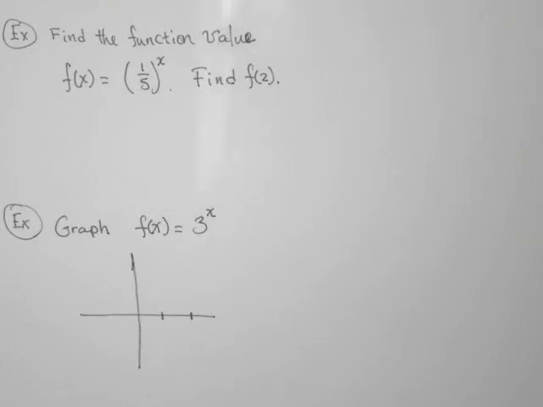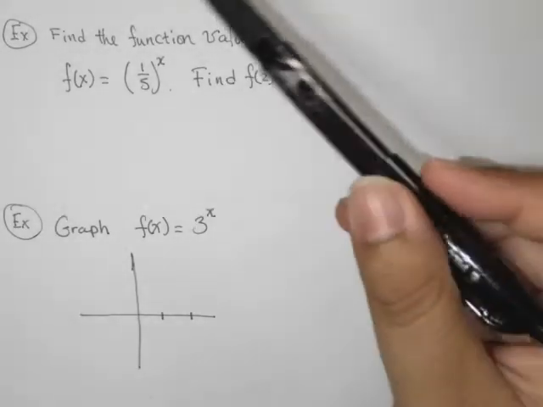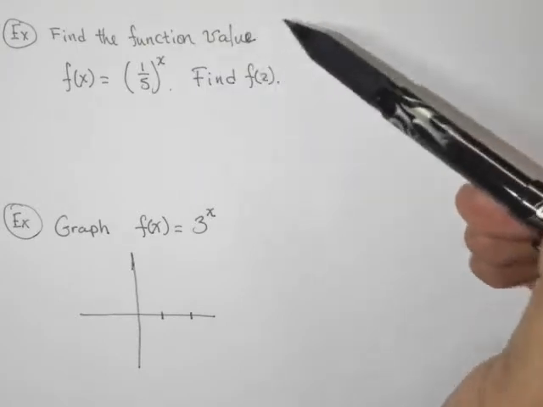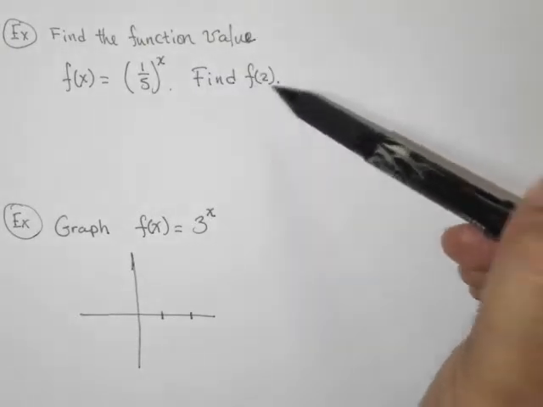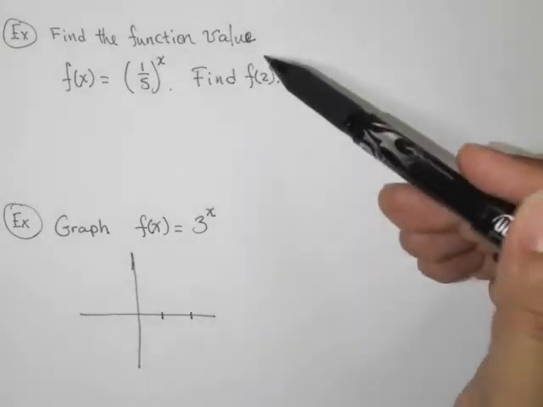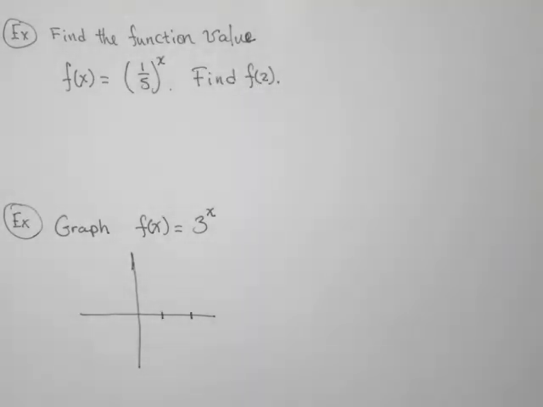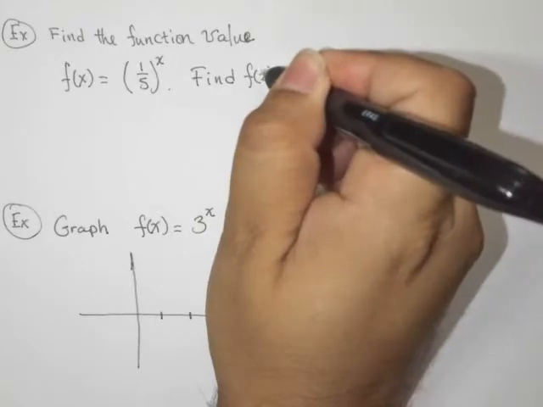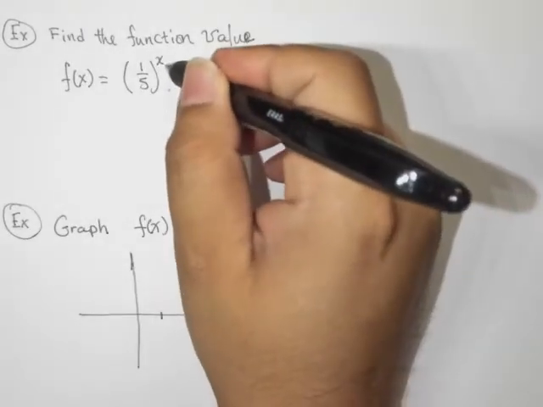In the following examples, we're taking a look at exponential functions, and we're going to start off with some basic examples here. The first one says, find the function value. In this case, we've got a function f of x equals (1/5)^x, and we're asked to find f of 2. So this one is actually quite simple, because all we have to do is take this 2 and plug it into the function.